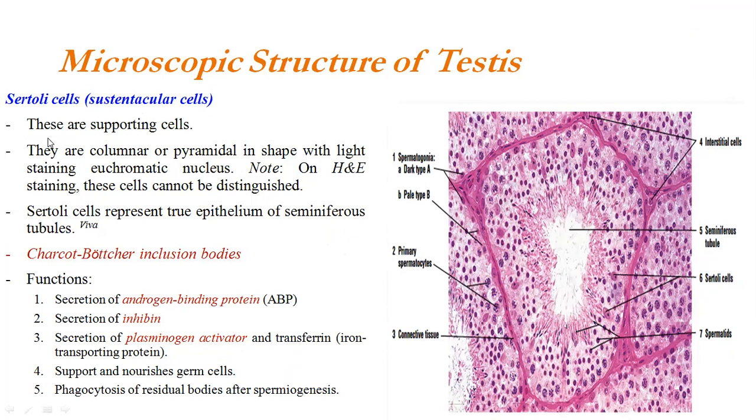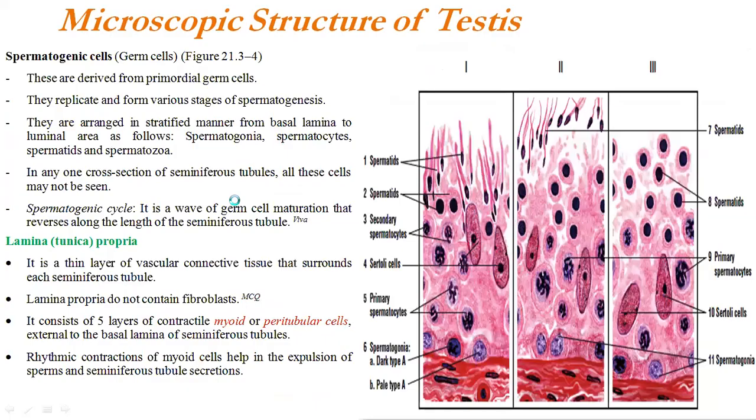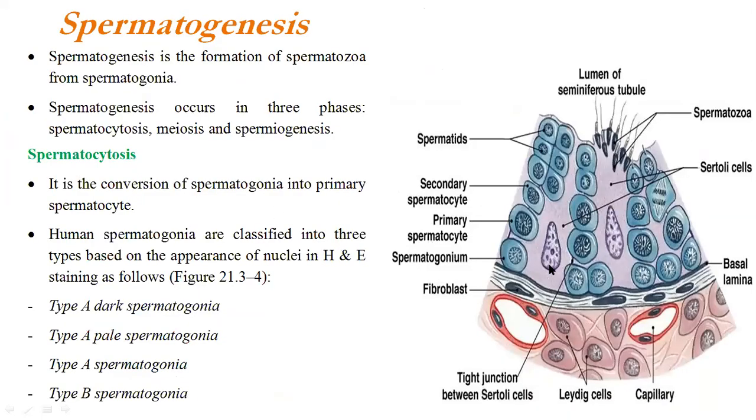So we have Sertoli cells. In the microscopic structure of testis, you are finding supporting cells which are called Sertoli cells. You see them here and there in the middle. These supporting cells are also called sustentacular cells. I'll show you one separate picture also. See, this is one Sertoli cell, which is sky blue, light blue in color. This is one Sertoli cell.